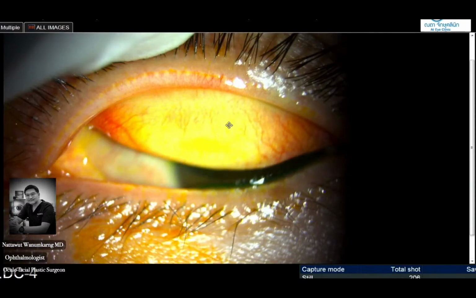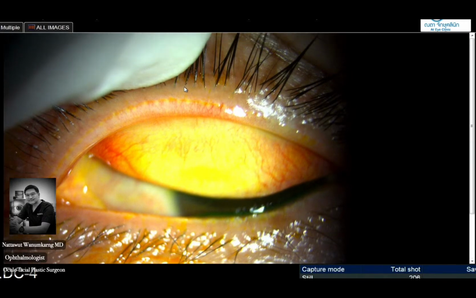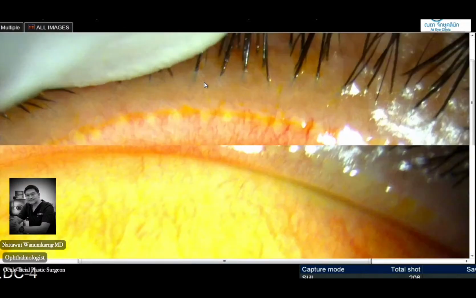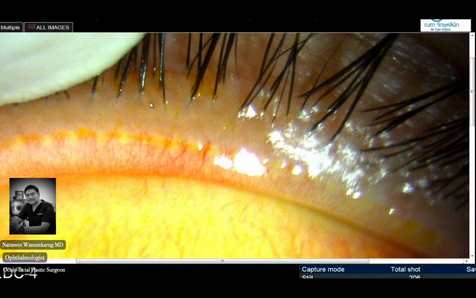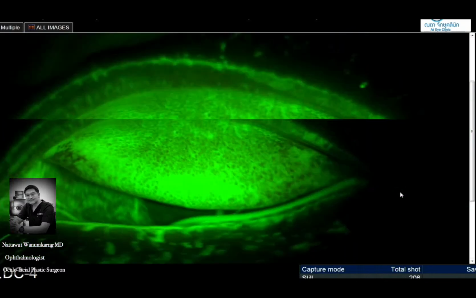When we flip the eyelid inside out, this is another issue separate from the nasolacrimal duct obstruction. You can see that she has significant meibomian gland dysfunction, 1, 2, 3, 4, I would say 3 to 3.5. And when we take a look at the eyelashes, you can see the cylindrical dandruff and significant debris.